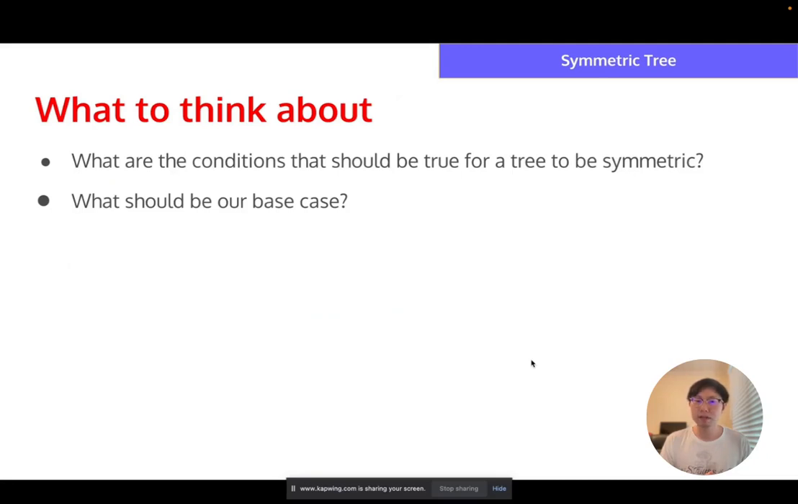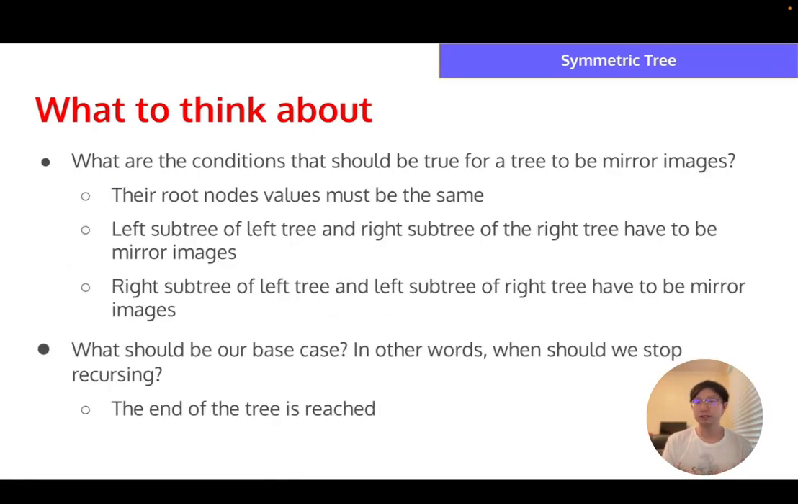Now let's think about what conditions should be true for a tree to be symmetric, and what our base case should be. For a tree to be mirror images, first, the root node values must be the same. Second, the left subtree of the left tree and the right subtree of the right tree should be mirror images of themselves. Similarly, the right subtree of the left tree and the left subtree of the right tree also have to be mirror images. The base case is reached when we reach the end of the tree and can no longer recursively go down this tree.